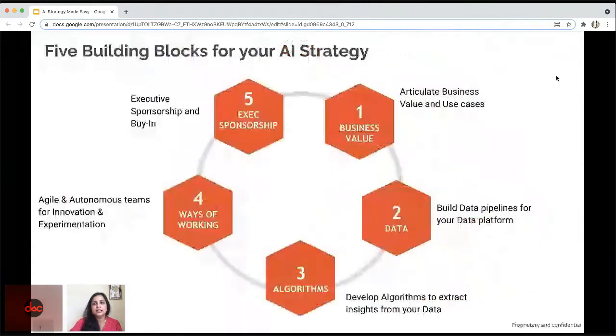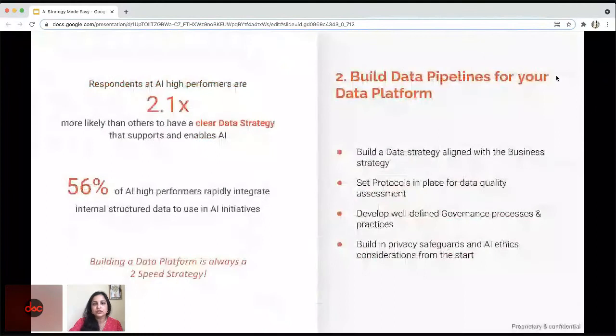So with this, let's move on to the second one, which is building your data pipeline. We keep hearing about data being the core of AI, which makes sense because bad data is equal to very bad AI. So, building your data strategy.